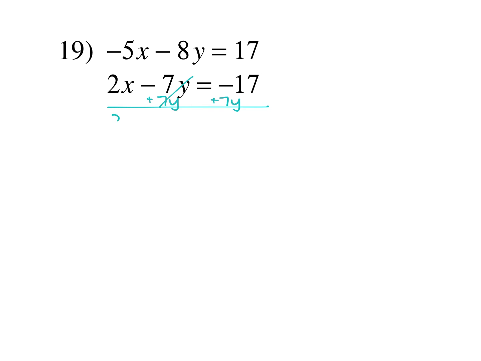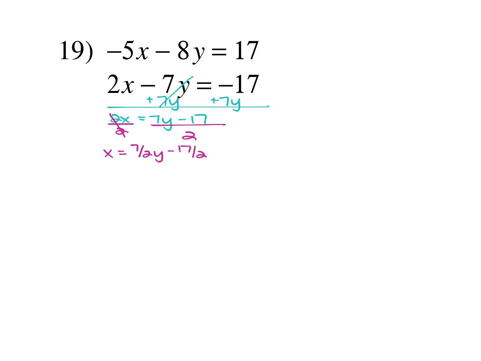That would leave us with 2x is equal to 7y minus 17. And then just divide each side by the 2 to get that x is equal to 7 over 2y minus 17 over 2. If we did the other one, would there be a fraction? It would still be the fraction. What do you mean, the other one? The other equation or the other variable?